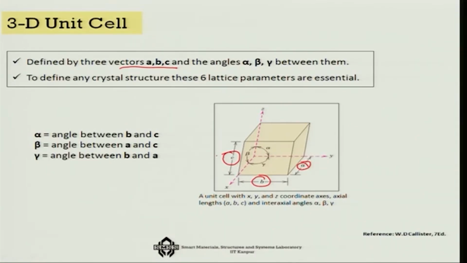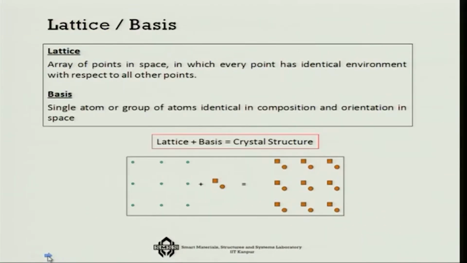Only in some special cases will the angle between them be 90 degrees. Otherwise, we can assume them to be generic, like alpha, beta and gamma. Alpha is the angle between B and C by definition, beta is the angle between A and C, and gamma is the angle between B and A. So, these are the 3 angles alpha, beta and gamma, and together with the edges A, B, C, they define a generic 3D unit cell.